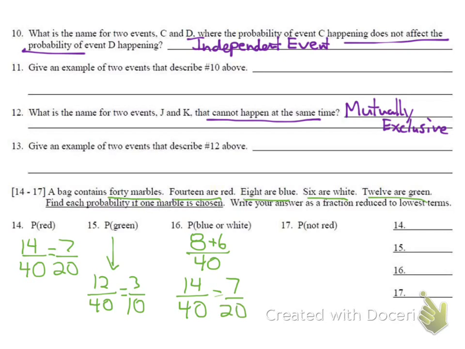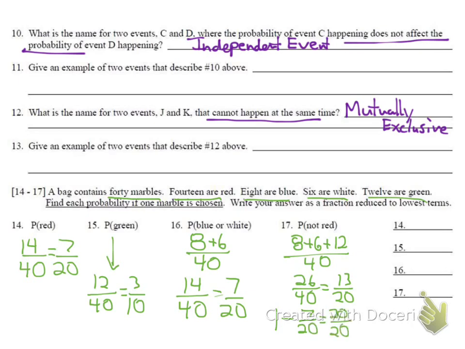Now for 17, it's the probability it's not red. Now, not red means it's either blue, white, or green. So I could add those together and say 8 plus 6 plus 12 over the 40, and I get 26 over 40, or 13 over 20. You could also find the complement there and do 1 minus the probability it's red, which we found to be 7 over 20, which we get 20 over 20 minus 7 over 20, and that's 13 over 20. So it is the same answer, and it should be when we solve that.